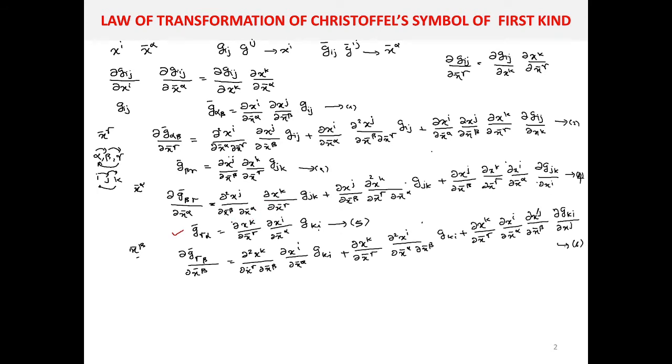Now you can write the transformation equation for g bar gamma alpha. That is, here you have replaced beta with gamma, gamma with alpha, j with k, k with i. Okay, you will get equation number 5. Now we are going to differentiate this particular equation with respect to x bar beta, because the two letters gamma and alpha are already there. So I am differentiating this particular equation with respect to x bar beta.